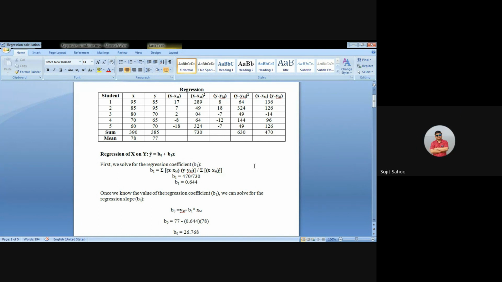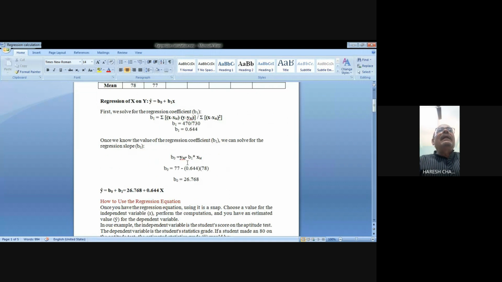0.64. Yes, 0.644, that is 470 by 730. Once we know the value of the regression coefficient b1, we can solve for the intercept b0. The formula for b0 is b0 is equal to y mean minus b1 into x mean.